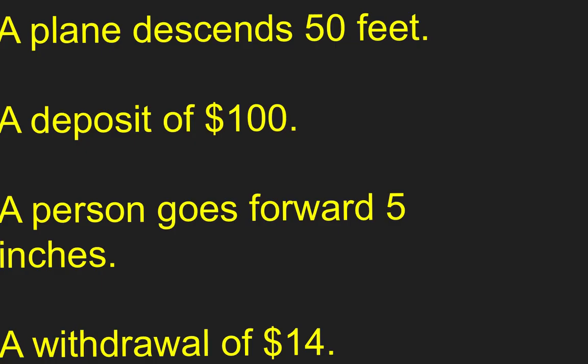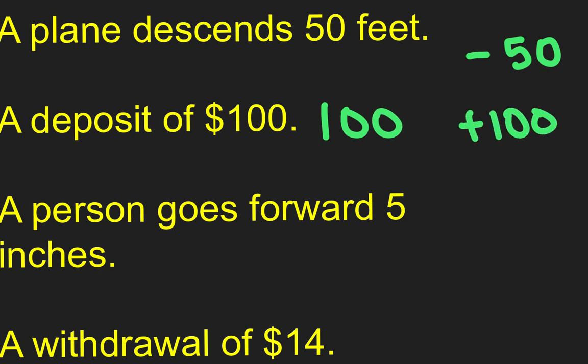All right, so on this one, if we were looking for, is it a positive or a negative integer, we would say a plane descends 50 feet. Well, descends was on our negative, so we would write this as a negative 50 feet. It says a deposit of 100. So when it's a positive number, we can either write it as 100 or a positive 100. Either way works. All right, I want you to do the next two in your journal. A person goes forward 5 inches and a withdrawal of $11.